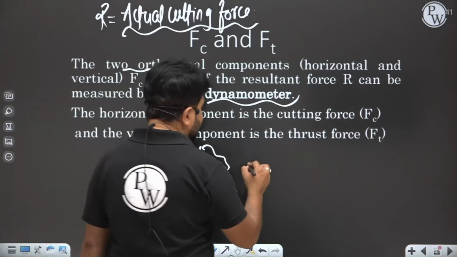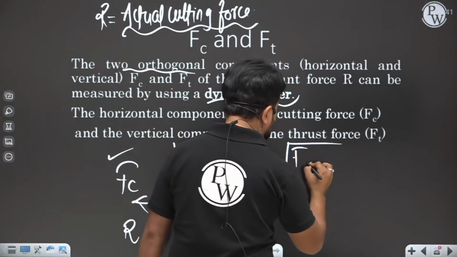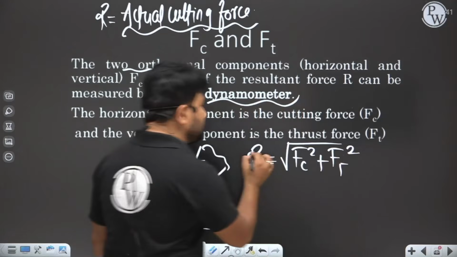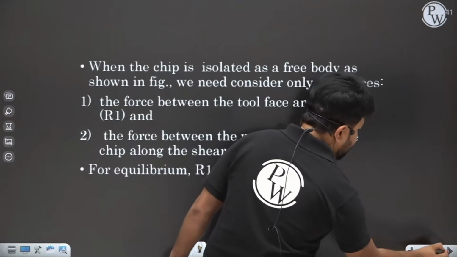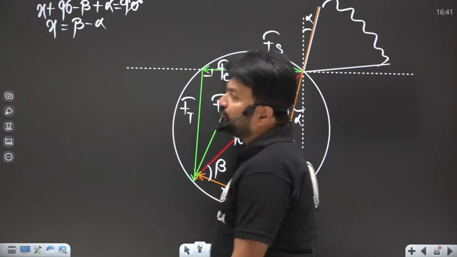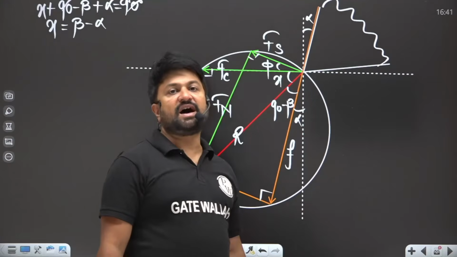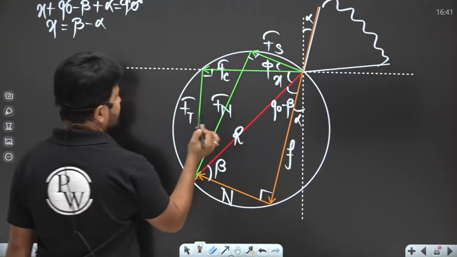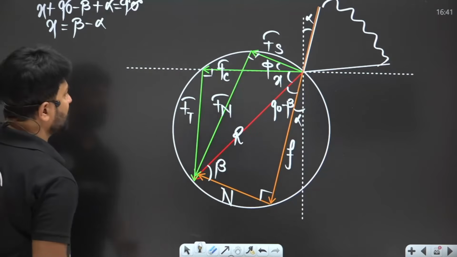If you know the Fc and Ft, you will get the resultant value, that is R, and it is Fc square plus Ft square. Once you know the R, you can get any value of the forces which are acting in dynamic condition, and what are they? They are Fs, Fn, and friction, and normal to the friction. Now what are the values?